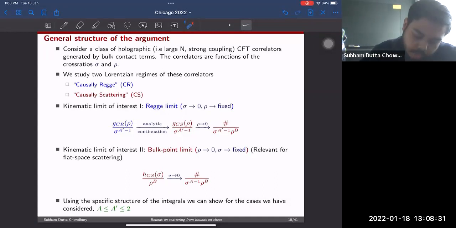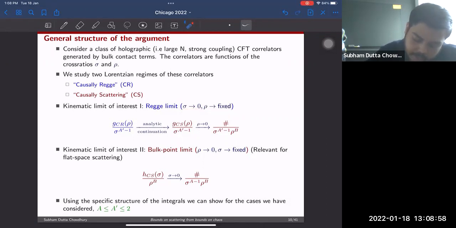We will study two Lorentzian regimes of these correlators, which are generally called causally Regge and causally scattering. We will also study two kinematic limits of interest. One is called the Regge limit, where one of these cross ratios goes to 0 while the other is held fixed.